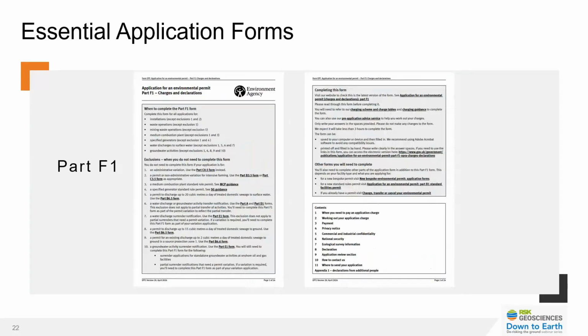And finally, part F1, this covers all charges and declarations, including payment details and applicant confirmation. Ultimately, whoever is submitting the application will be responsible for confirming that all financial and legal obligations associated with the permit are met. So this section needs to be signed and submitted either by a named director or secretary on Companies House, or by someone who's been authorised via a power of attorney letter to submit applications on behalf of the company, as ultimately the named person accepts responsibility for compliance when the permit's issued.